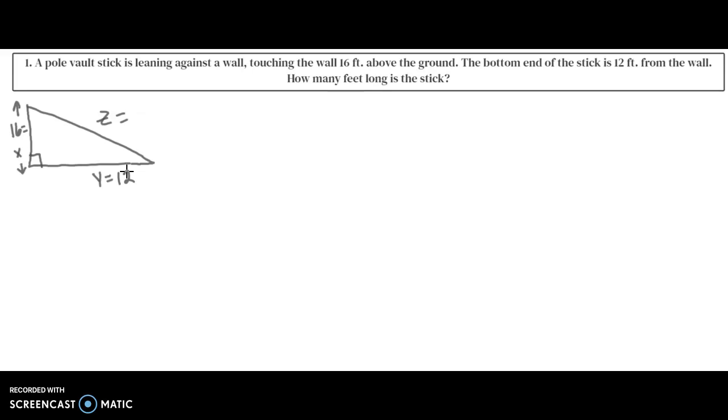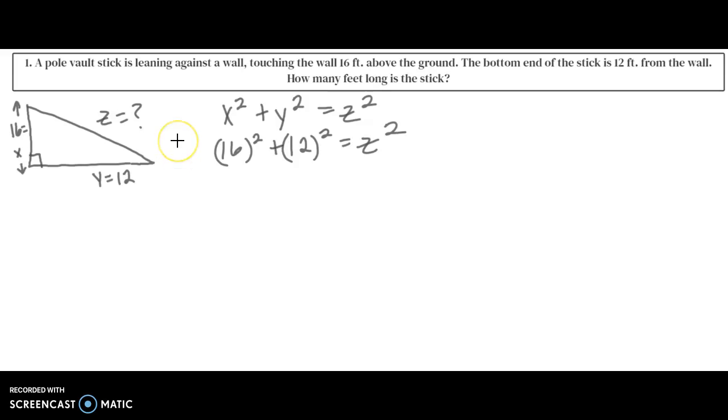So obviously, the question asks, how many feet long is the stick? And that would be represented by Z. And that obviously we have to solve. In order to begin solving this, we have to use the Pythagorean theorem, which is x squared plus y squared equals z squared. X is 16 squared plus y squared, which is 12 squared, equals z squared.